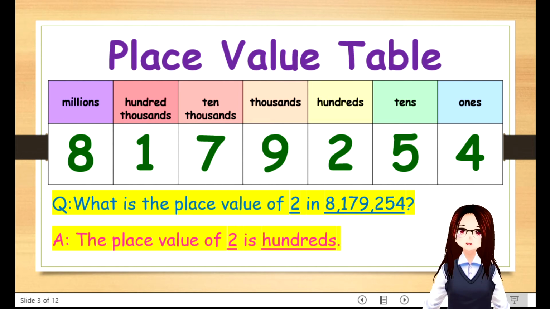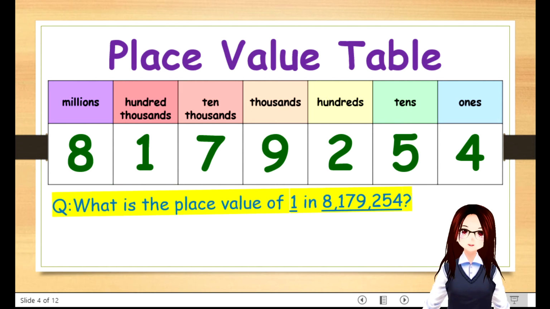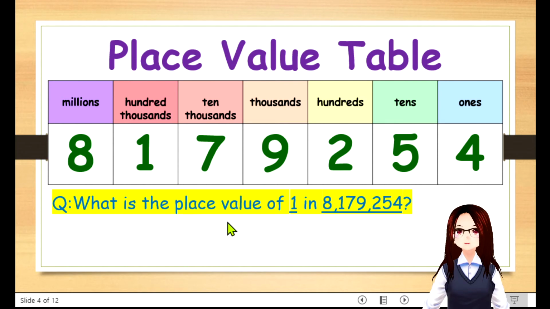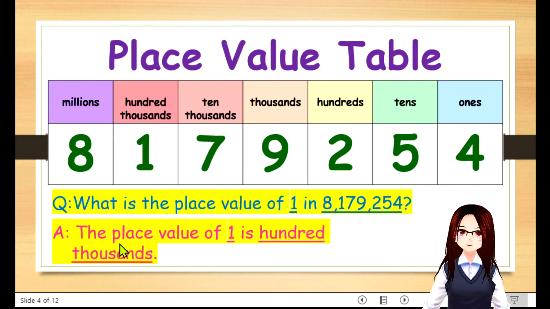Easy, right? Okay, next. What is the place value of 1 in 8,179,254? So let's look for 1. Our number 1 is here, and the corresponding place value is 100 thousands. So the answer is the place value of 1 is 100 thousands.